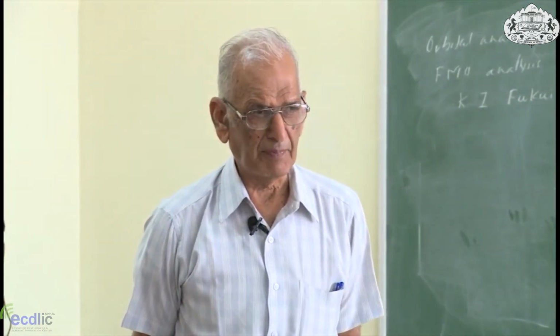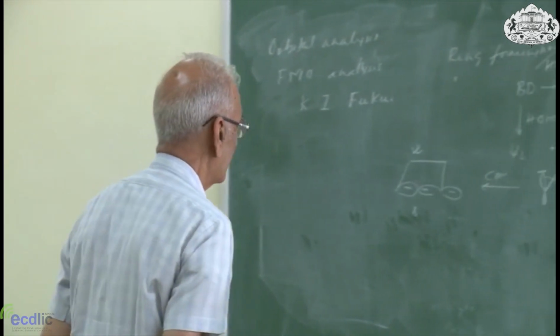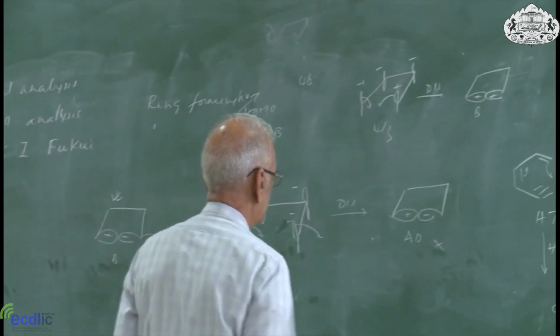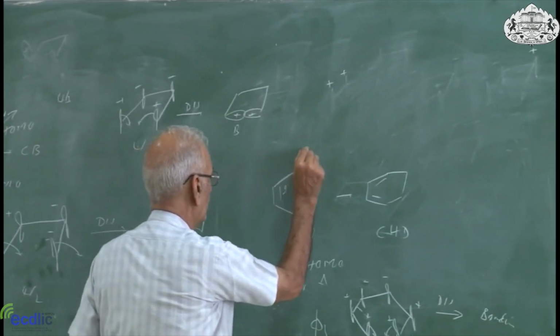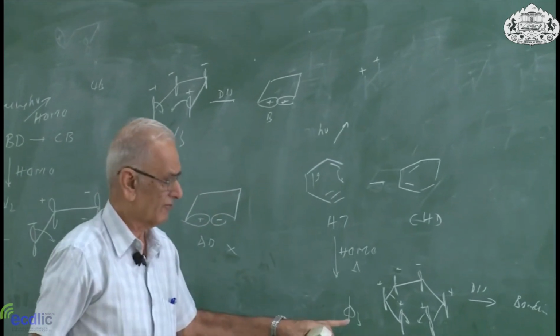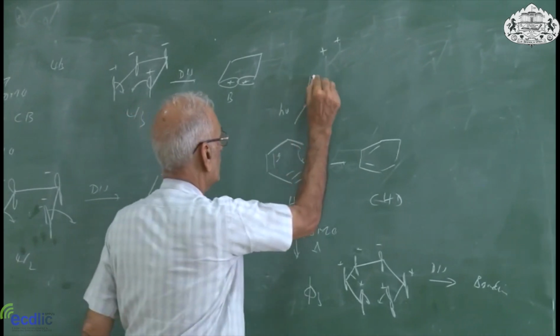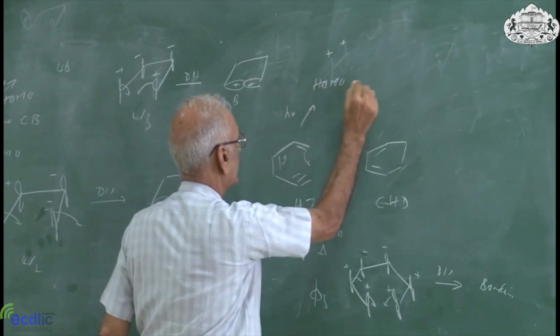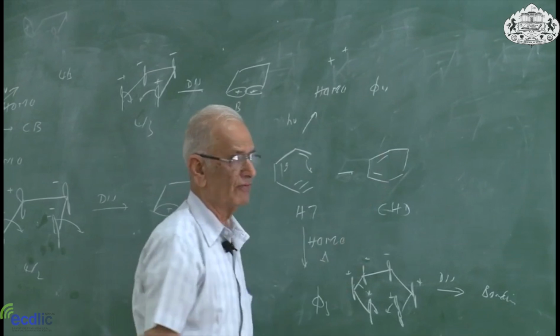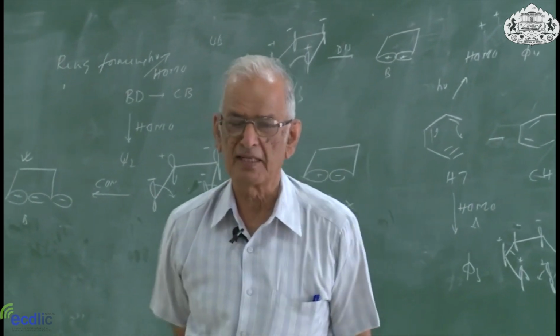If anybody has a problem, please don't keep quiet. Okay. When I do photochemical, what will happen? Electron from phi 3 will go into phi 4. So, the HOMO of the photochemical reaction is going to be phi 4. What is phi 4? Phi 4 is your original LUMO.